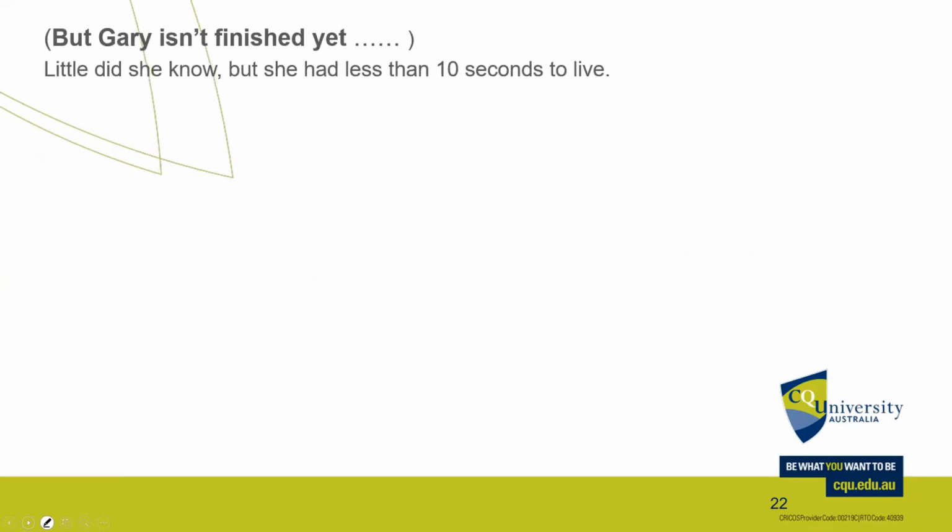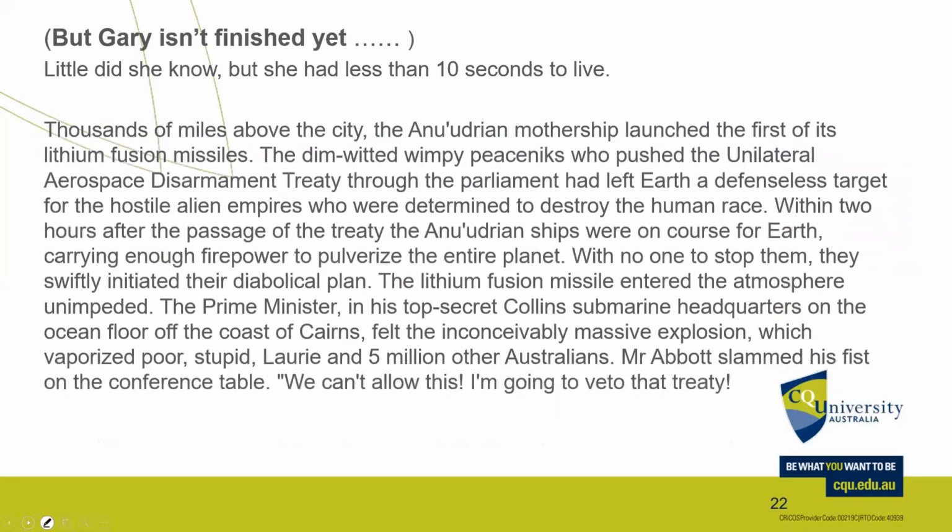Little did she know that she had less than 10 seconds to live. Thousands of miles above the city, the Andurian mothership launched the first of its lithium fusion missiles. The dim-witted, wimpy peaceniks who pushed the unilateral aerospace disarmament treaty through Parliament had left Earth a defenceless target for a hostile alien empire who were determined to destroy the human race. Within 2 hours after the passage of the treaty, the Andurian ships were on course for Earth, carrying enough firepower to pulverise the entire planet. With no one to stop them, they swiftly initiated their diabolical plan. The lithium fusion missile entered the atmosphere unimpeded. The Prime Minister and his top-secret Collins submarine headquarters on the ocean floor off the coast of Cairns felt the inconceivably massive explosion, which vaporised poor, stupid Laurie and 5 million other Australians. Mr. Abbott slammed his fist on the conference table. We can't allow this. I'm going to veto that treaty.